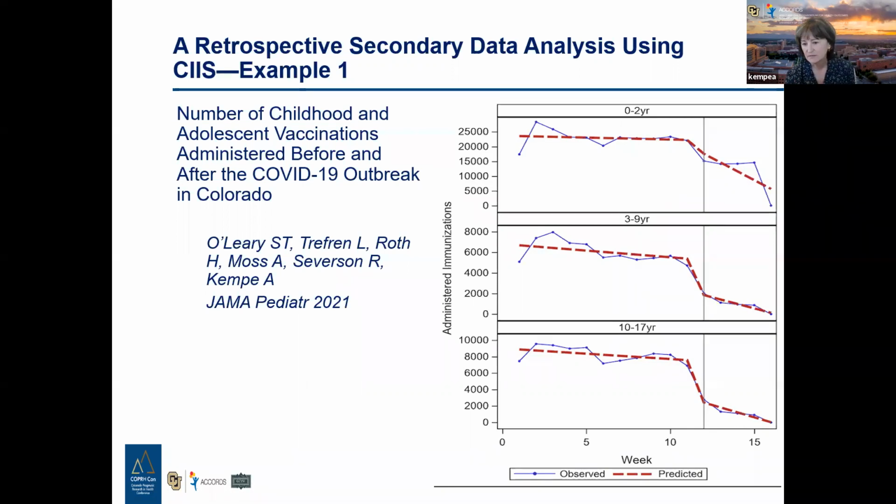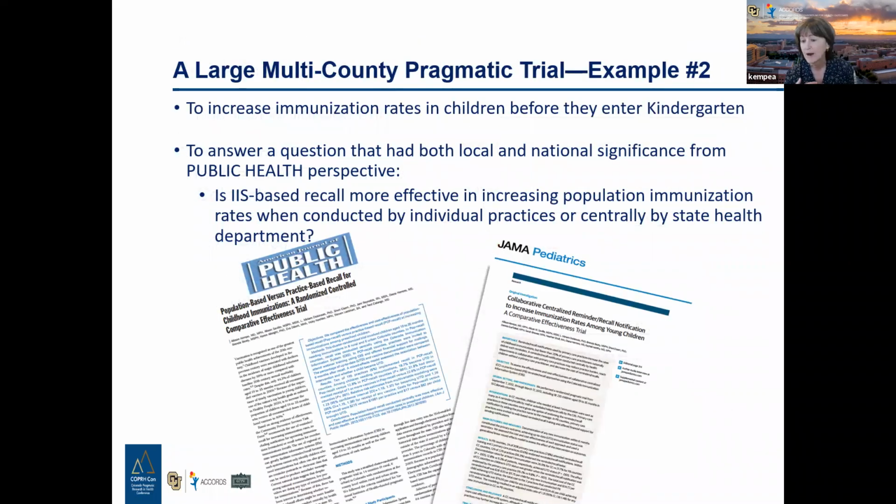So next I'm going to give you some examples of pragmatic trials that were conducted using CIIS. And the question here is comparing two approaches to reminder recall. The question is, is CIIS-based centralized recall more effective for increasing population immunization rates for children if it's conducted by individual practices or if it's conducted centrally by the state health department using the CIIS? Next slide.